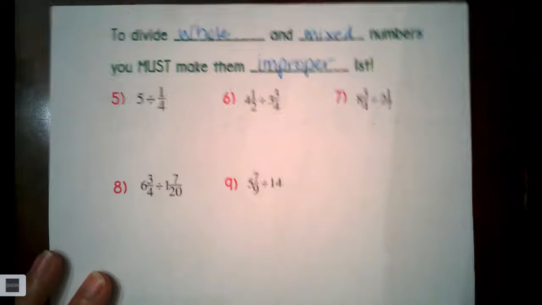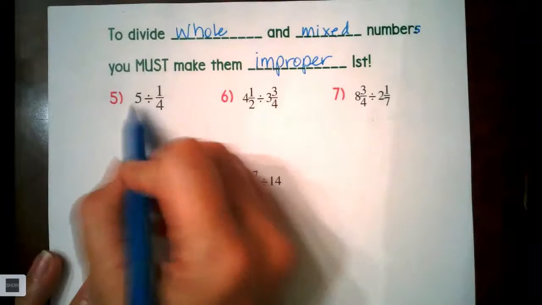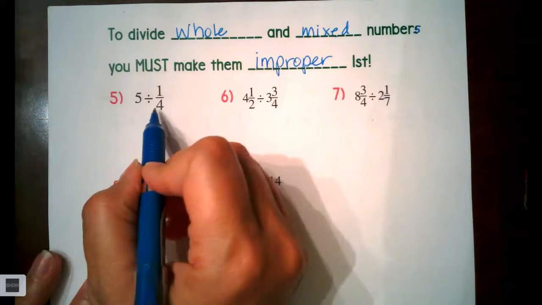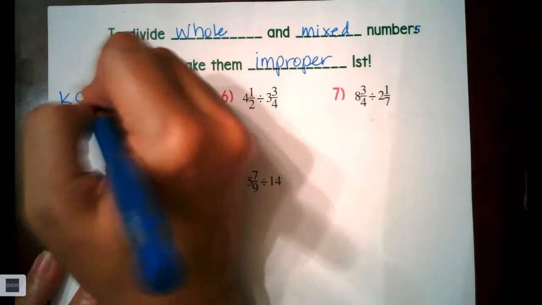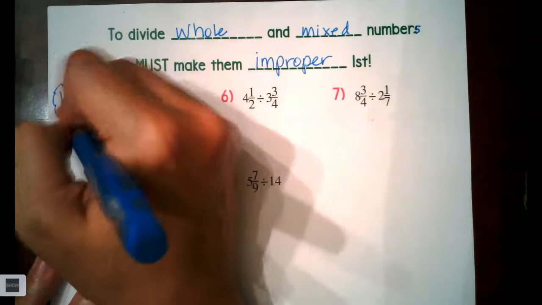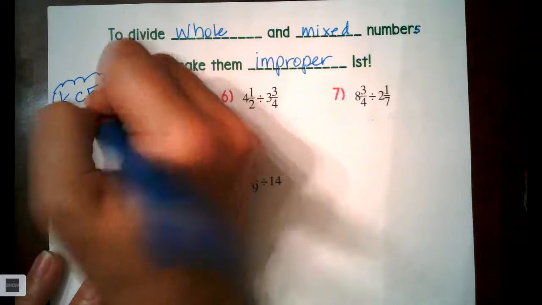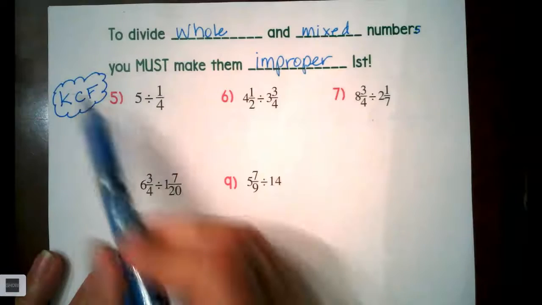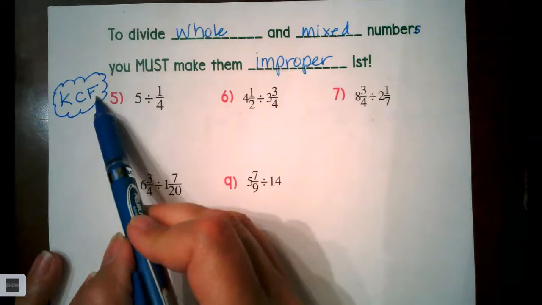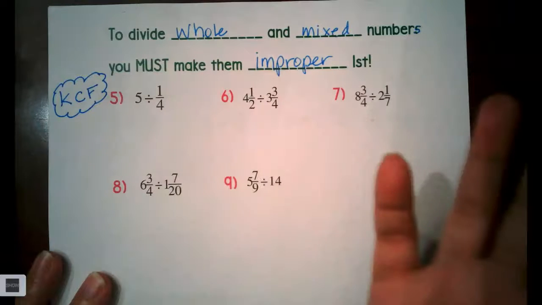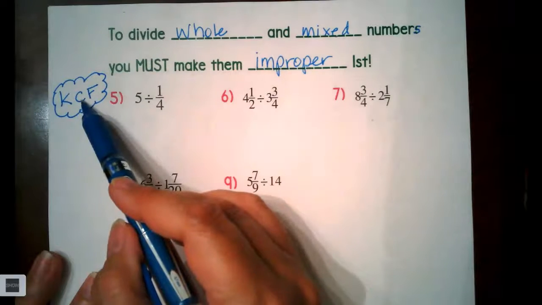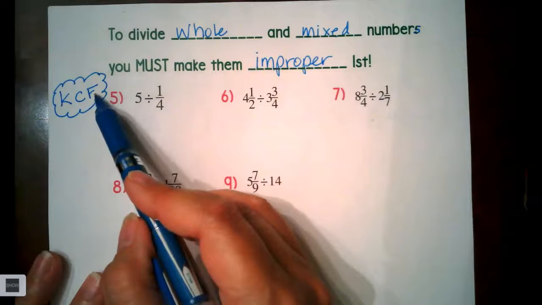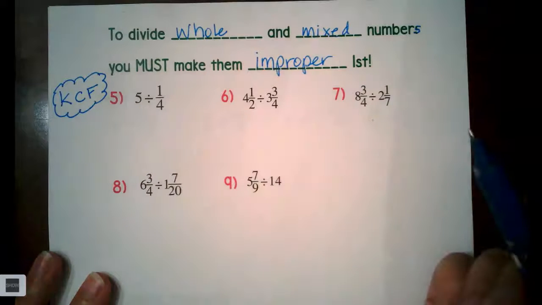Okie dokie. So we see we're dividing. We know we're going to have to do keep, change, flip. Now, some teachers like to use the math vocabulary, and that would be to multiply by the reciprocal. That's how you divide fractions. They mean the same thing. Multiply, because we're changing it. Flip it over as a reciprocal. So multiply by the reciprocal.